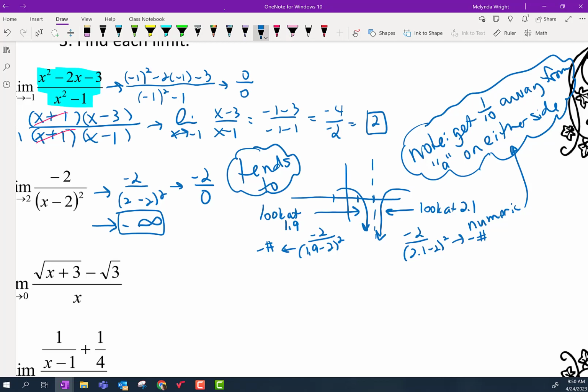All right, so this is the uncommon type 3, where we get a number over 0 and we have to look from either side. I prefer the numeric way, which is the way I'm showing you, but you could totally graph that function and just look at it.